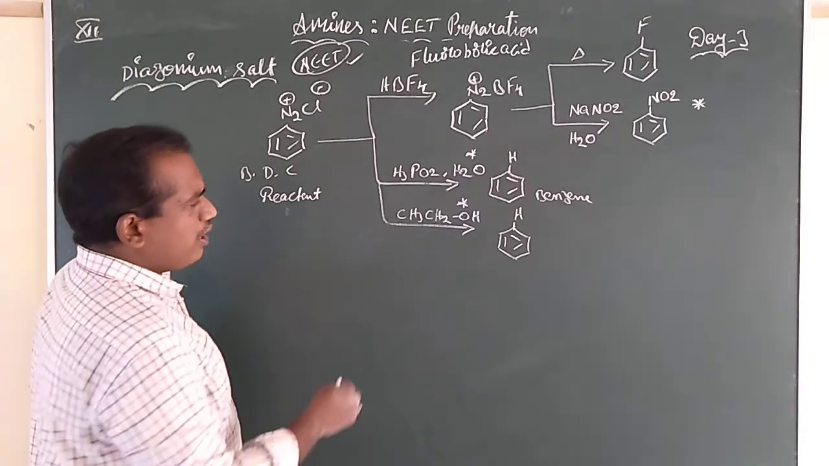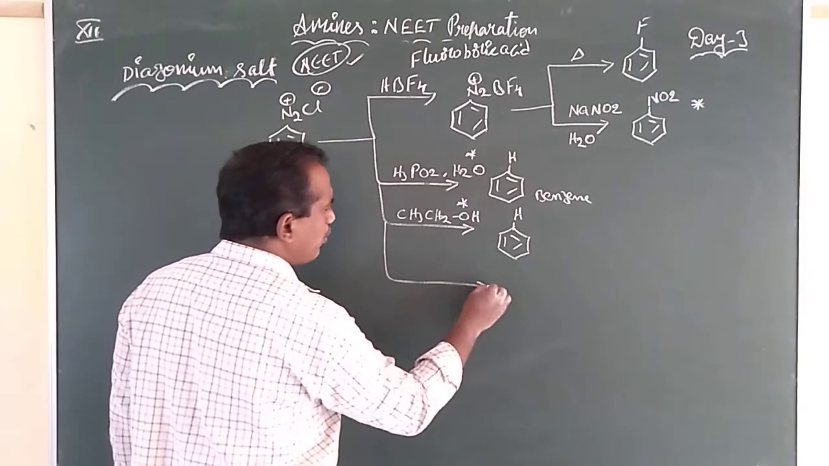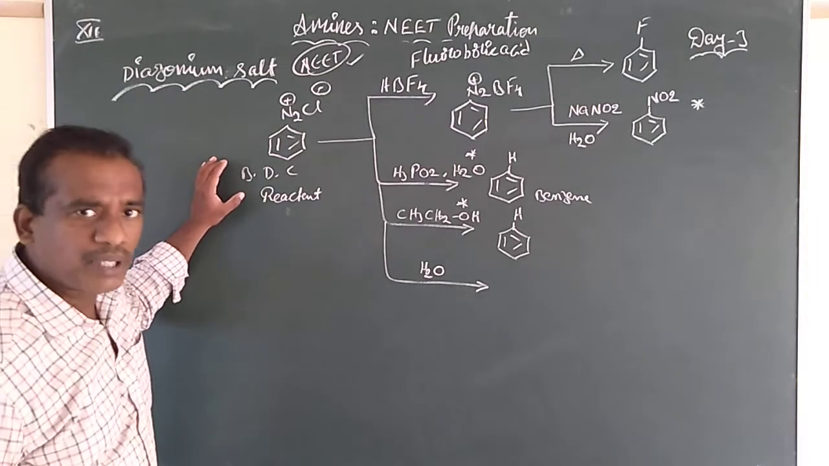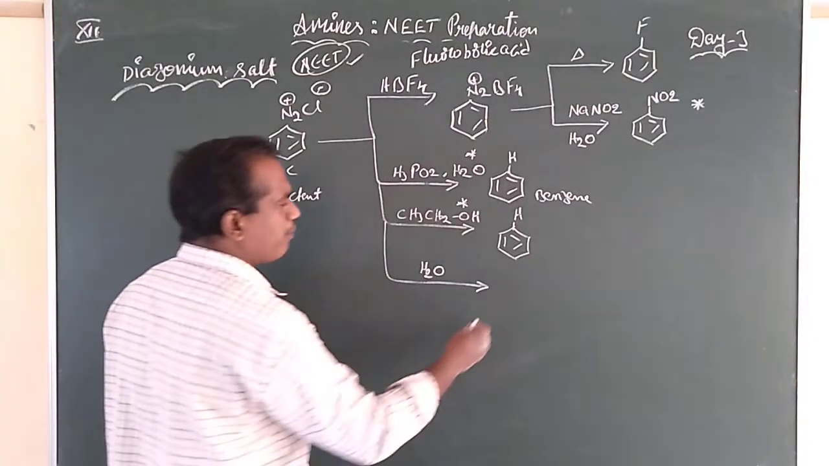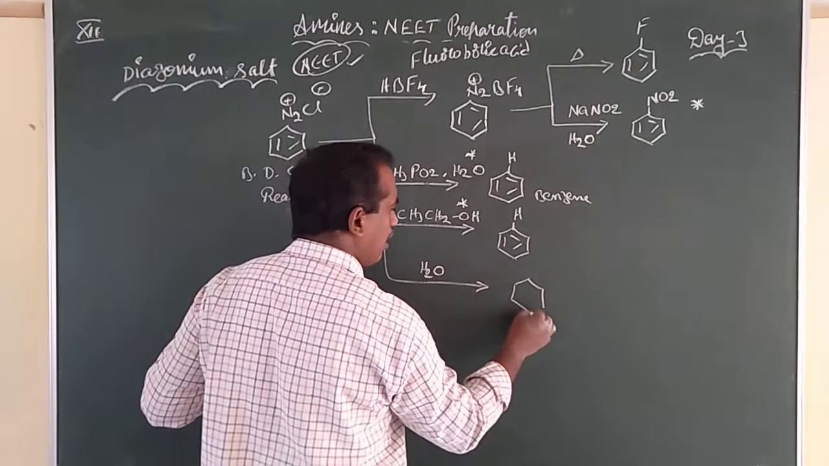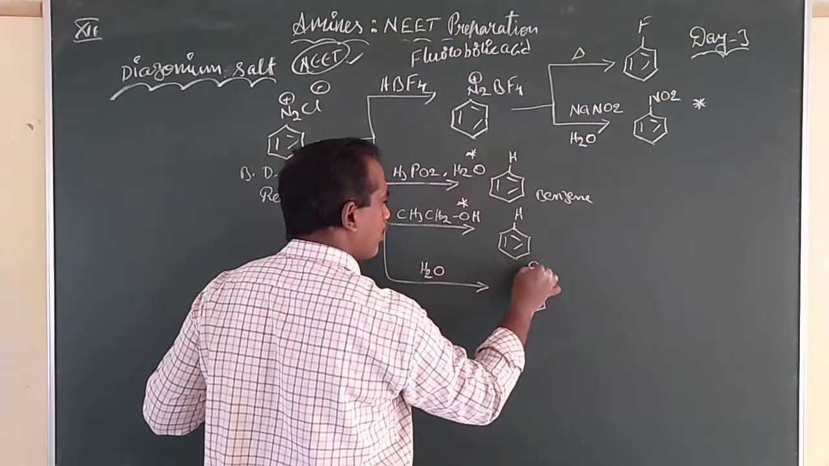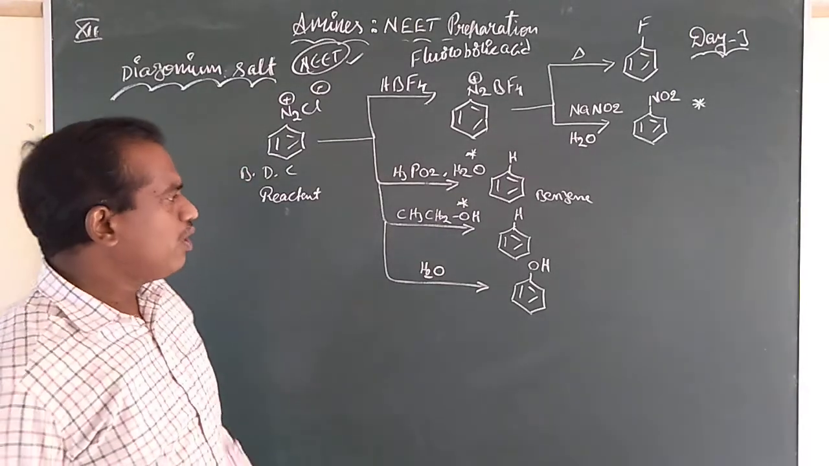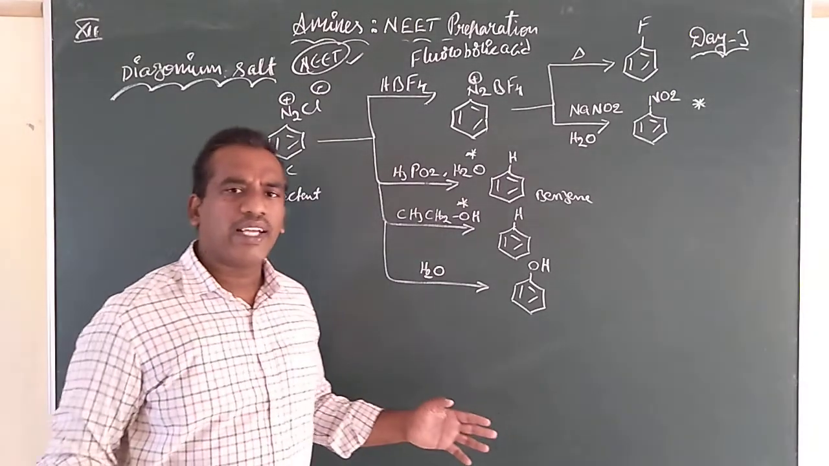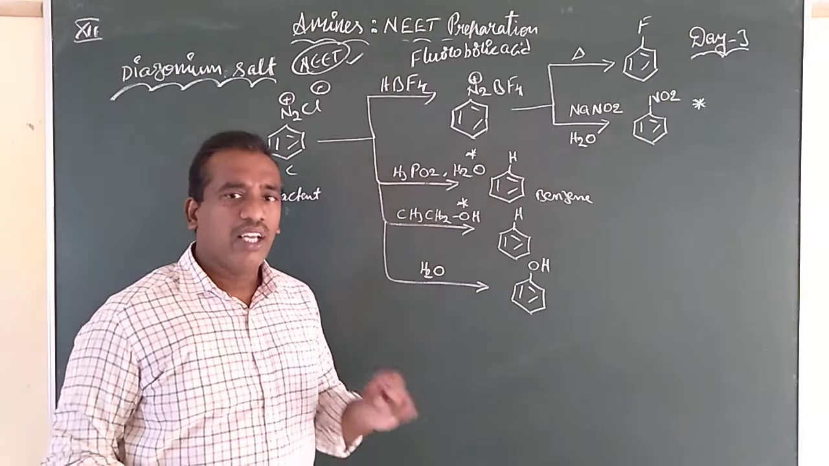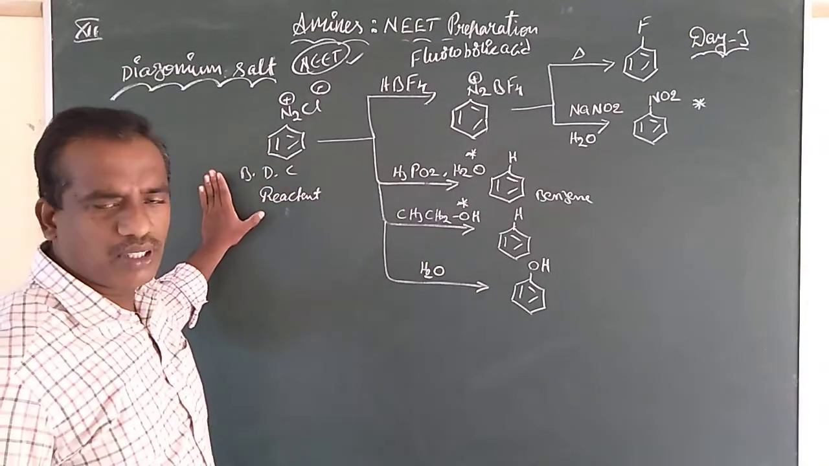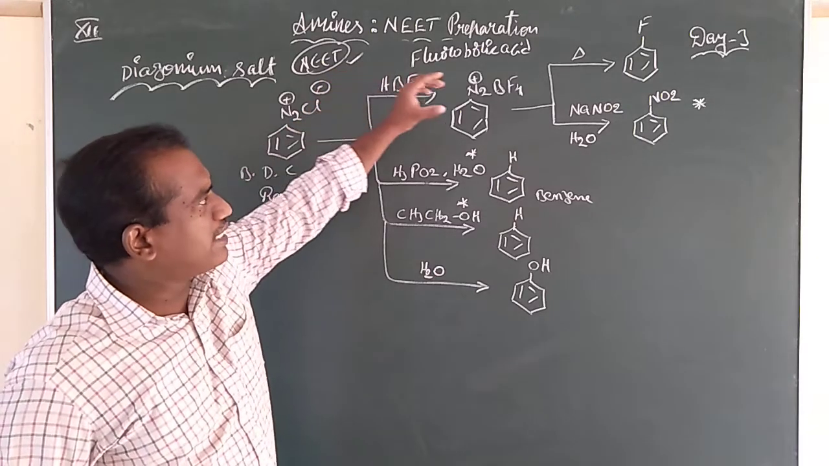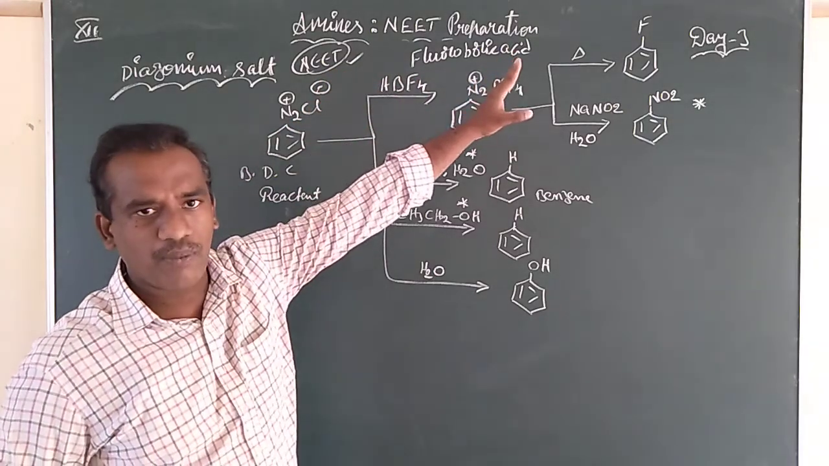Okay. Now let us see. If you simply hydrolyze the benzene diazonium chloride, that will form phenol. So these are the different reactions of benzene diazonium chloride. All the raw material is the same, benzene diazonium chloride only. But when the reagent and the condition are changed, the product will change.